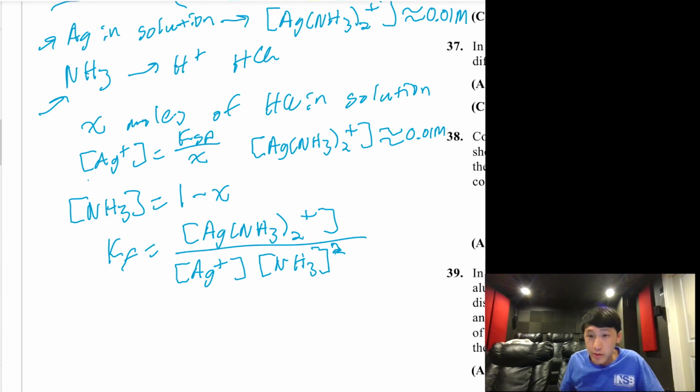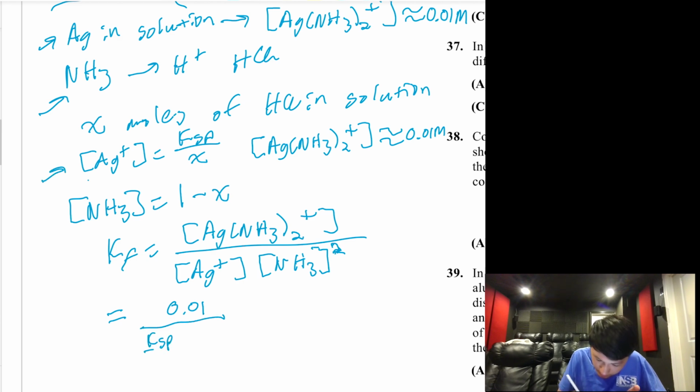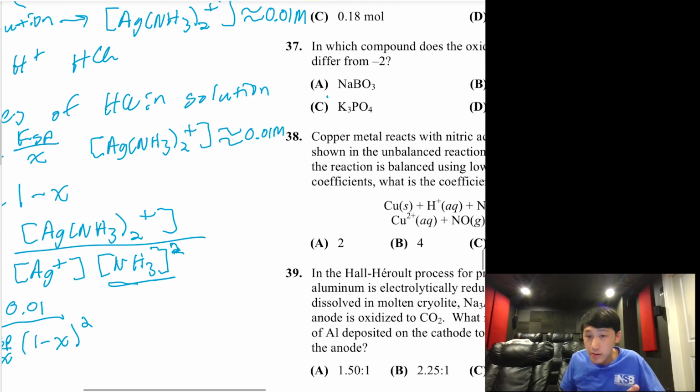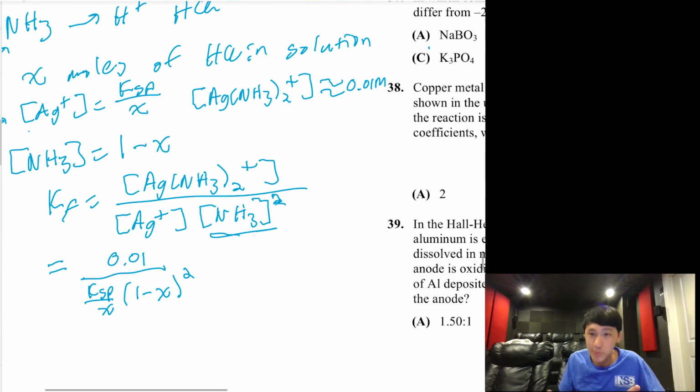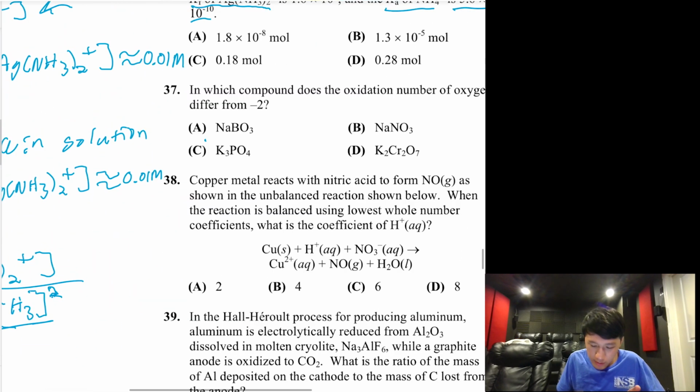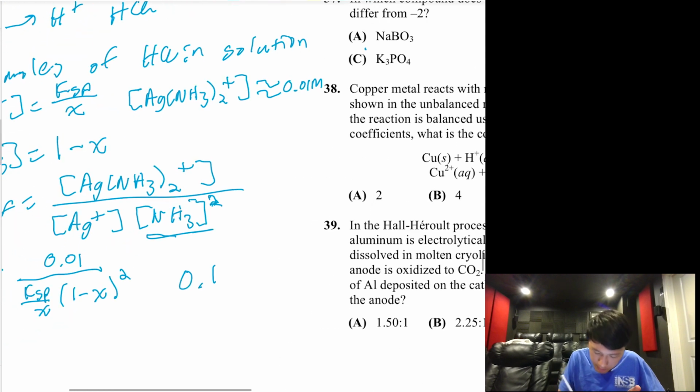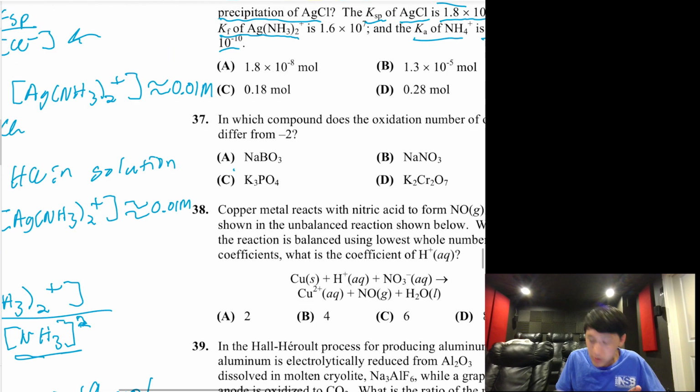All right, now we can plug in our expressions. So we have this approximately equal to 0.01 divided by our concentration, or our expression here. So this is KSP over X, and then times (1 minus X) squared, because that's our NH3. And then if we use our calculator to solve for X and we plug in a value for KSP that we're given, the number comes out to 0.19 moles HCl. And looking at our answer choices, this is very close to C. So not bad for a lot of assumptions that we made.